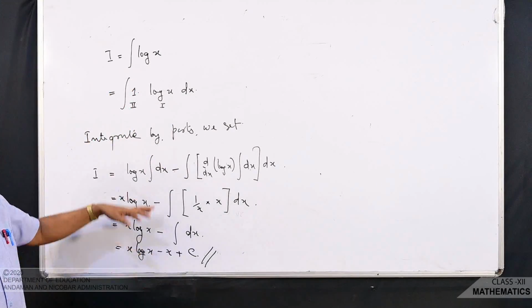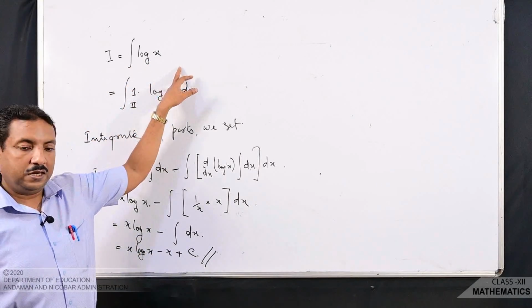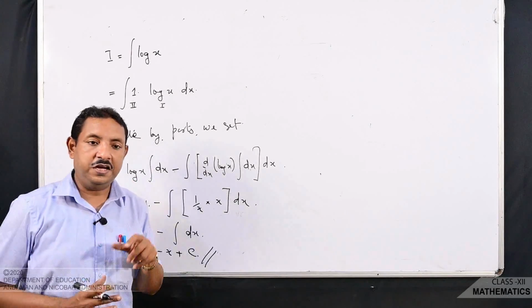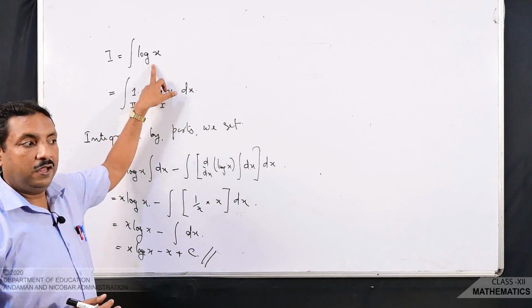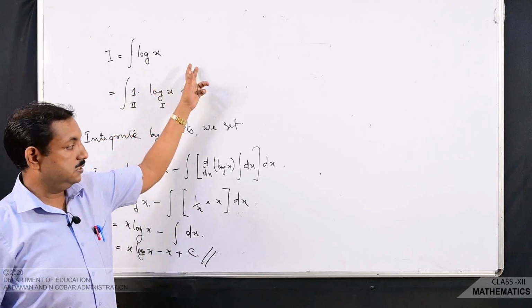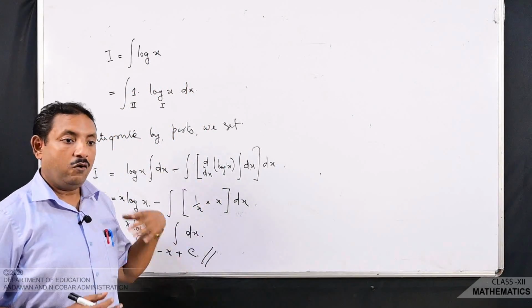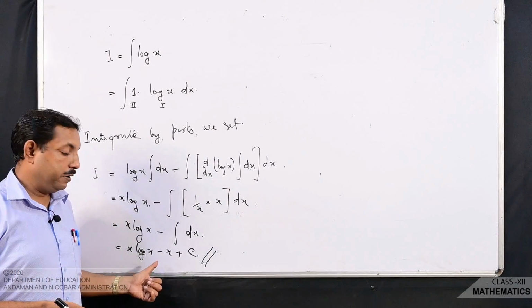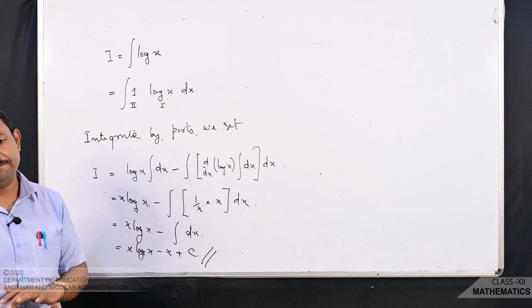This way you can find the integration of log x. Now, we know the derivative as well as the integration of log x. The derivative of log x is simply 1 by x, whereas the integration of log x is x log x minus x plus c.